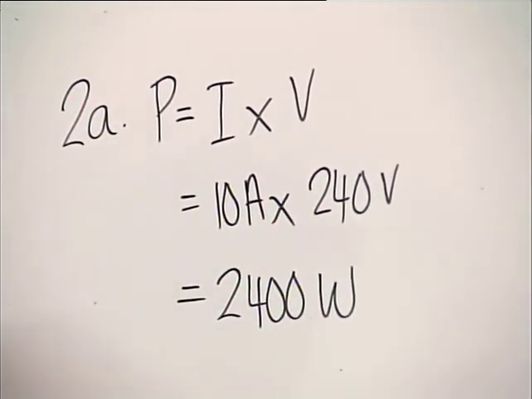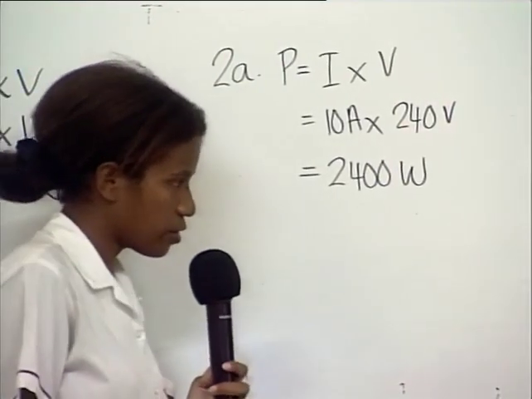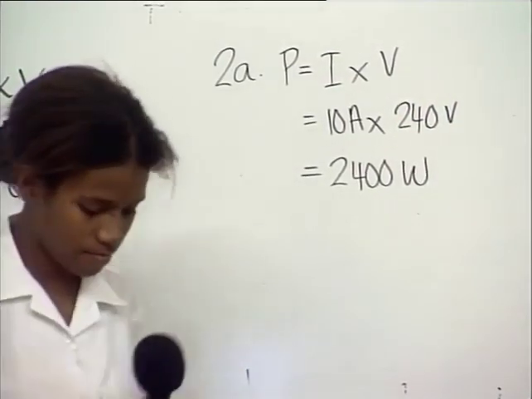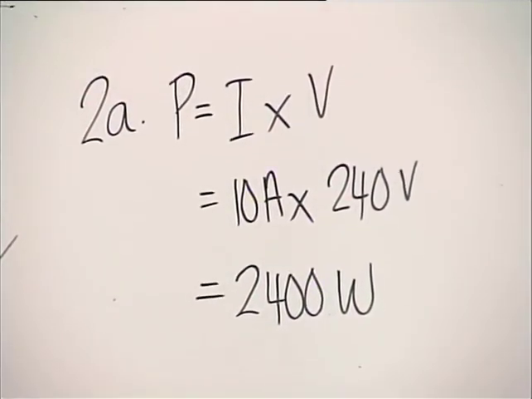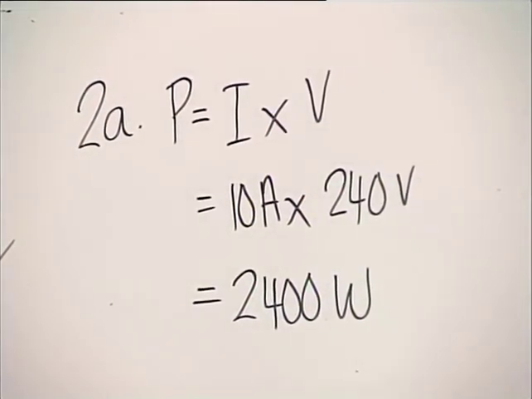Power is equal to current times voltage. The current was 10 amps and the voltage was 240 volts, so my power was 2,400 watts. Okay, check your answers. Is that correct? Yes. All right. B.